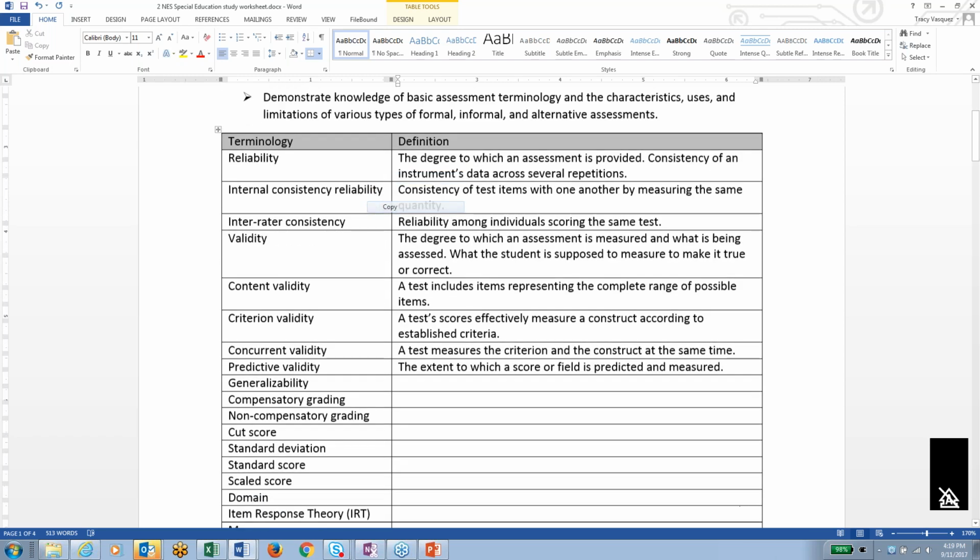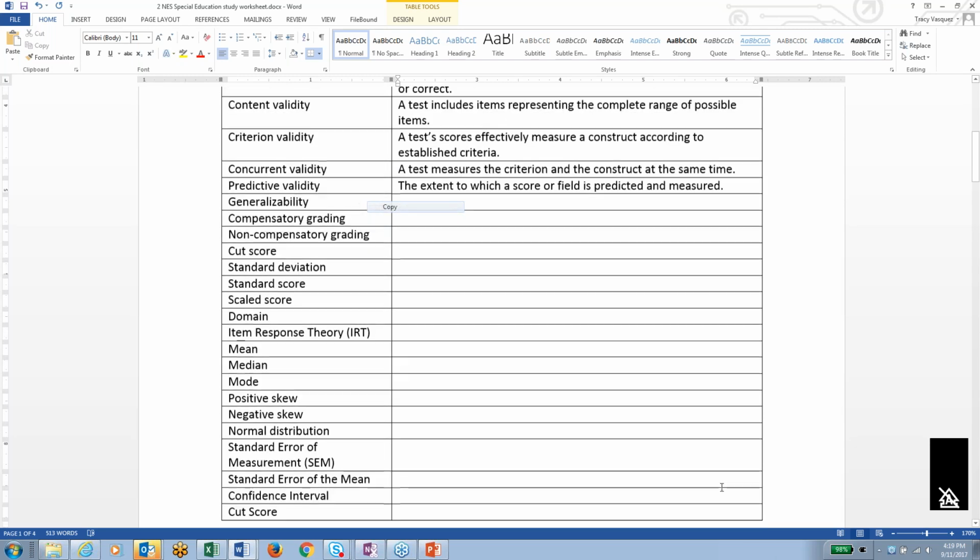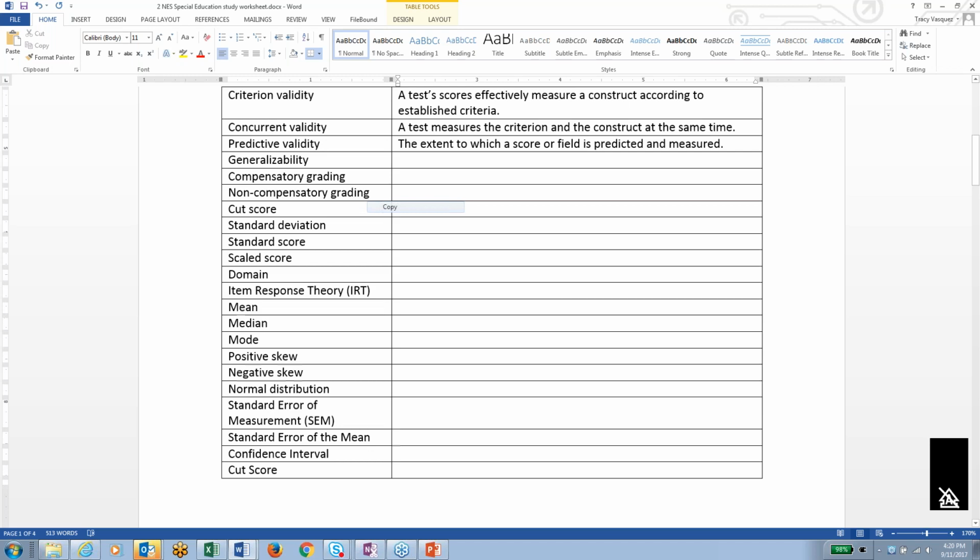Okay, let's go on here to generalizability. Leisha, did you raise your hand again? I can answer it. I probably didn't do my cursor.